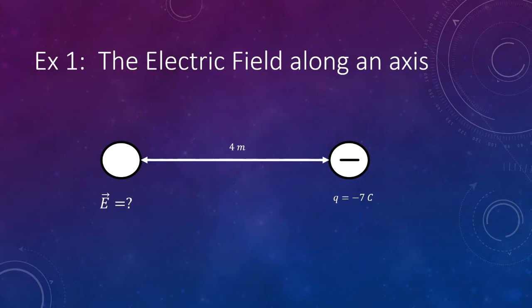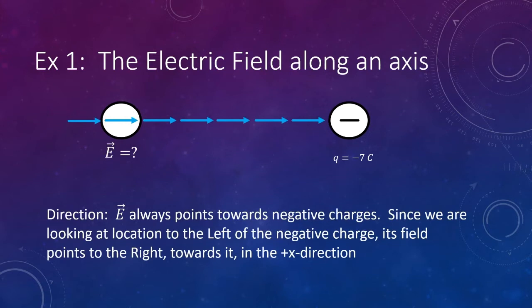So the first thing that we'll do, again, don't worry about any math, is just figure out the direction of the field. Well, we have a negative charge. The field is always pointing towards a negative charge, so you can picture rays of light going into this negative charge.